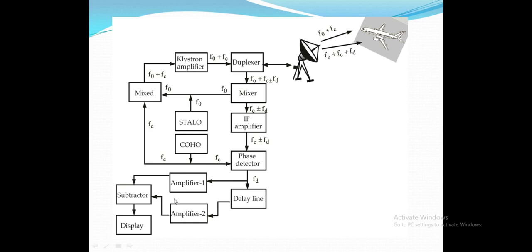Next, the amplifier 1 and amplifier 2 outputs are given to the subtracting circuit. In this, the echoes of constant phase due to stationary targets will be cancelled out, but the echoes of changing phase due to moving targets are not cancelled. The subtractor circuit output goes to the display unit, where it will produce the moving target echoes. This is all about moving target radar.